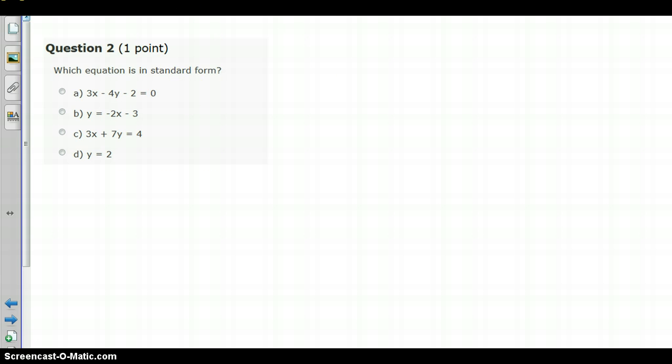Next up, which one is in standard form? And standard form is ax plus by plus c equals 0. So which one of those looks something like that? A number in front of the x, a number in front of the y, and then another number is equal to 0. And you look around, this one's close, this one's not close, this one's not close, this one is correct.